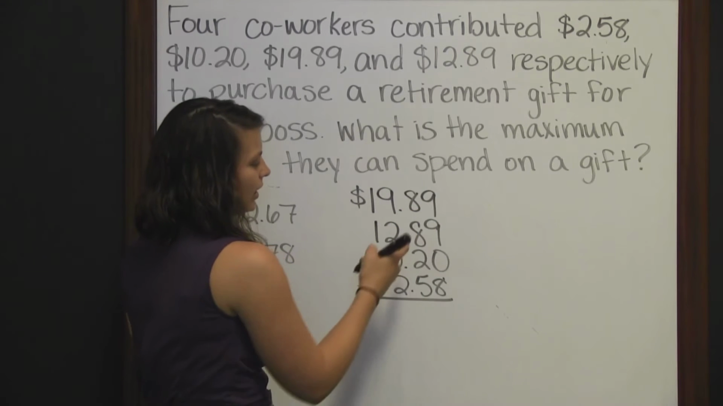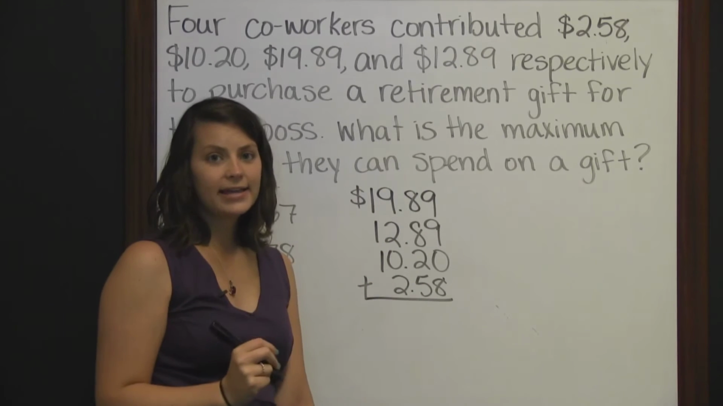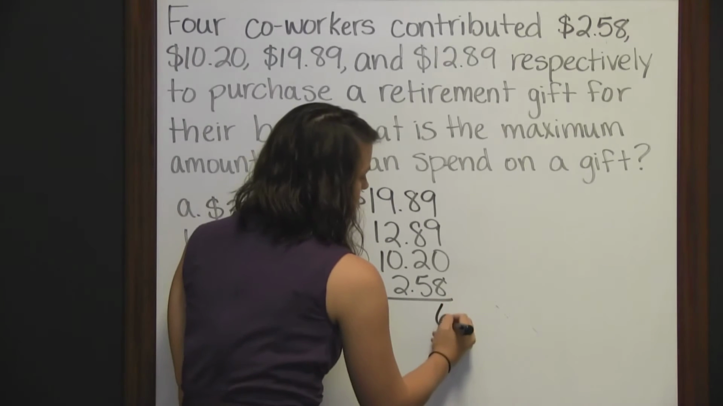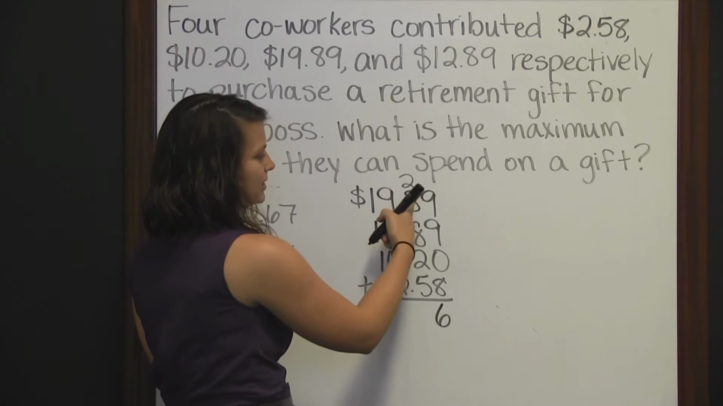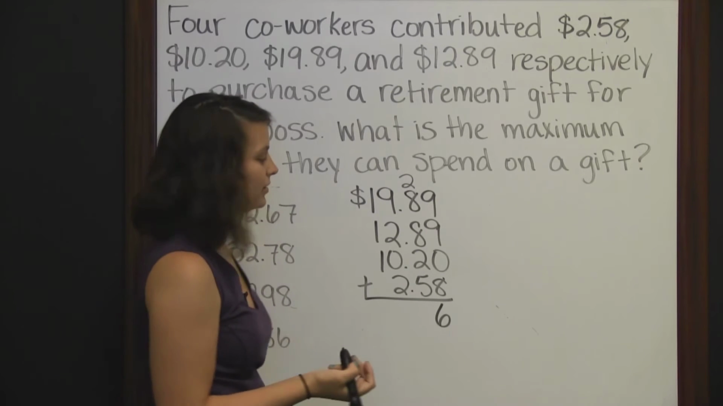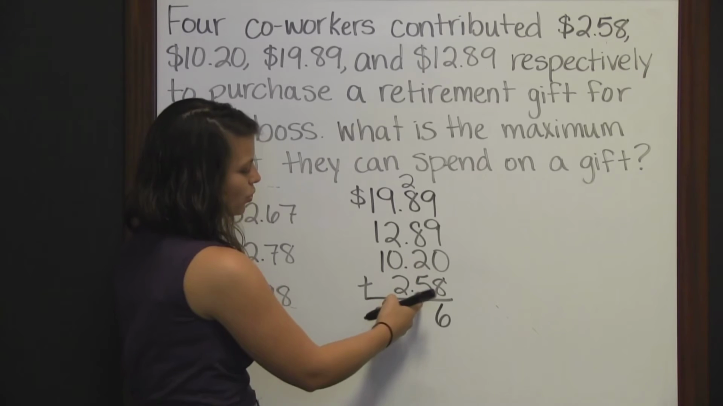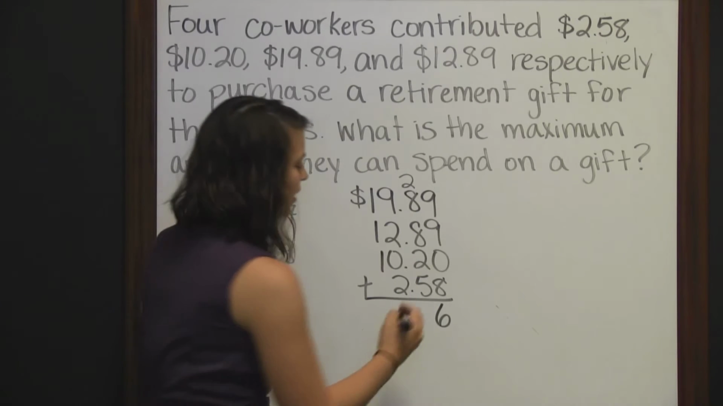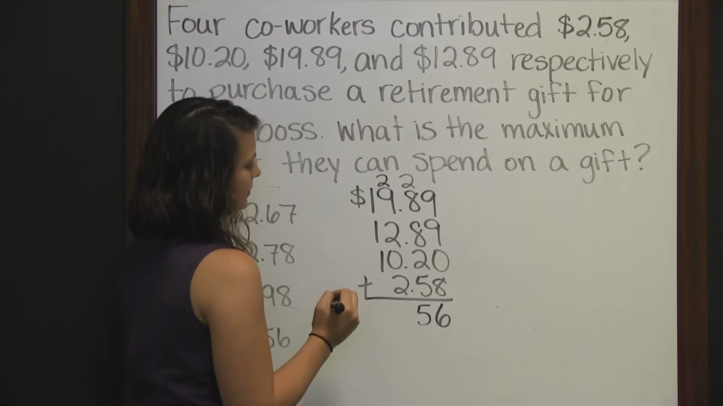9 plus 9 is 18. 18 plus 8 is 26. Write the 6, carry the 2. 2 plus 8 is 10. And again, 8 plus 2 is 10. So we have 10 and 10, which is 20. And 20 plus 5, 25. So write the 5 and carry the 2.